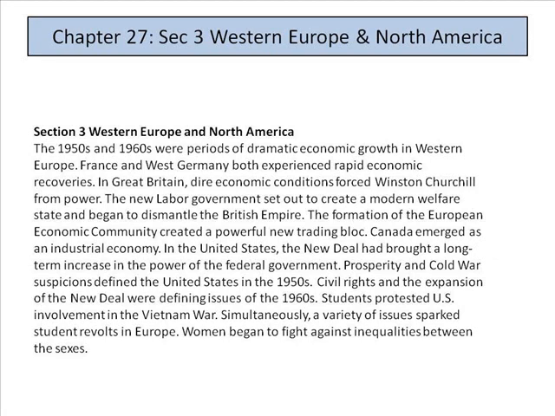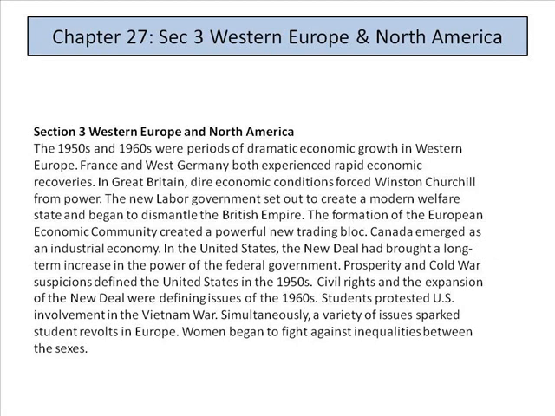As we slide into the third section of this chapter, the final one: the 1950s and 60s were periods of dramatic economic growth in Western Europe. France and West Germany both experienced rapid economic recoveries. In Great Britain, dire economic conditions forced Winston Churchill from power. The new Labour government set out to create a modern welfare state. Does that even sound good? And began to dismantle the British Empire.